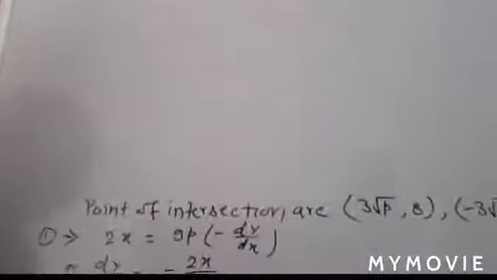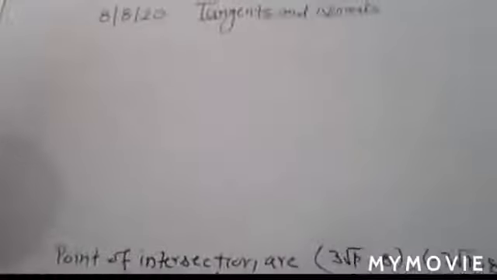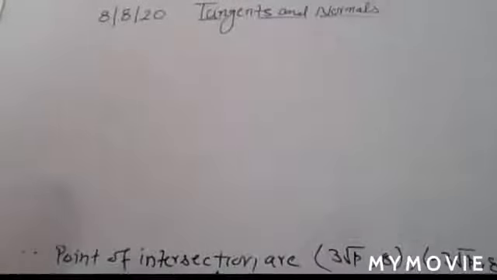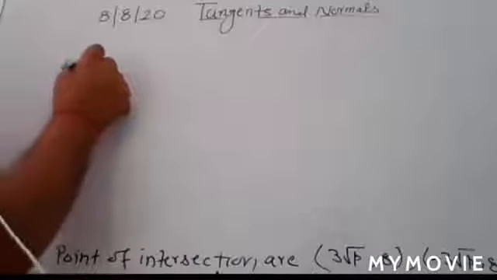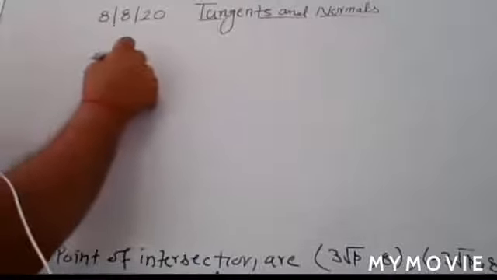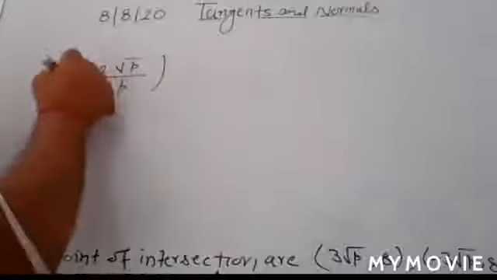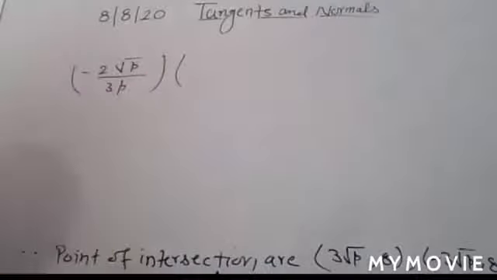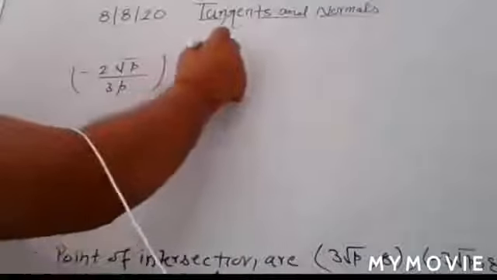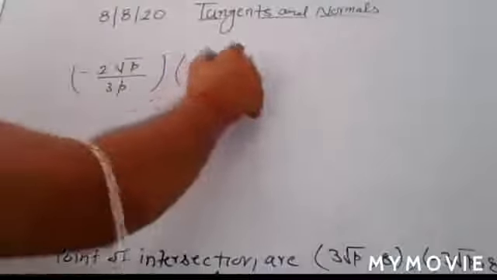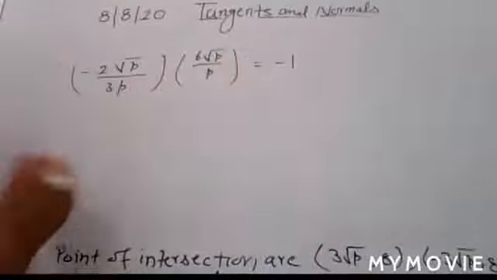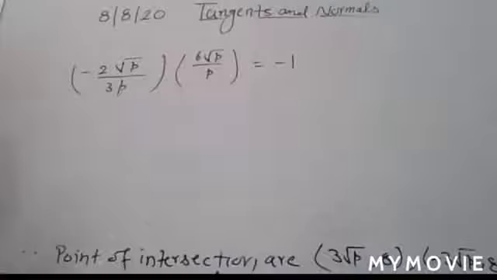After that step, you can write the value of m1 is minus 2 under root p upon 3p, into the value of m2, which is 6 under root p by p, and this is equal to minus 1. So now you only have to simplify that.